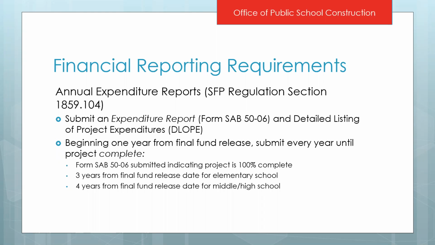And you do submit these a year after you receive your final construction funding, and then every year after until your project is complete. We consider a project complete when either you submit a 5006 indicating the project is 100% complete, or 3 years have passed from that final fund release for an elementary school, or 4 years from a middle or high school.